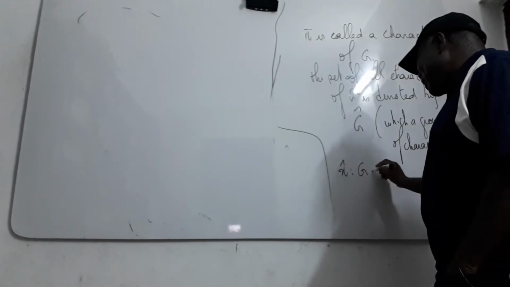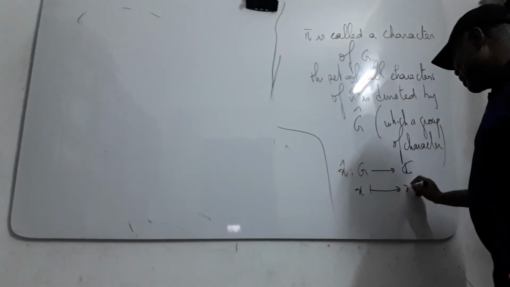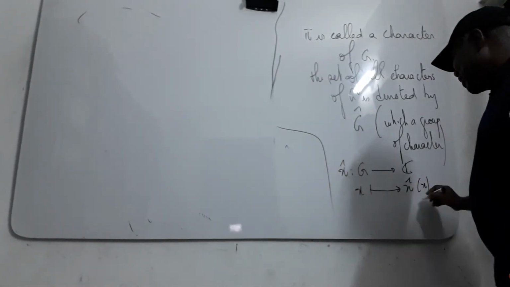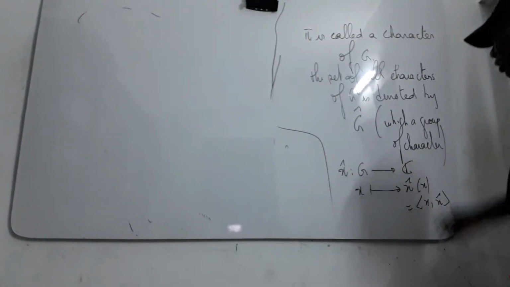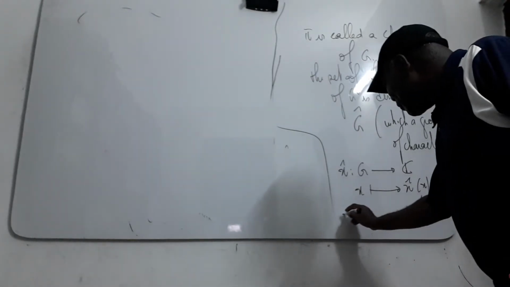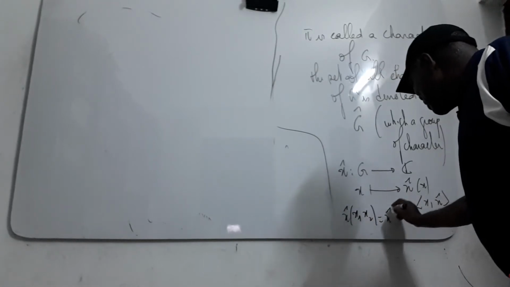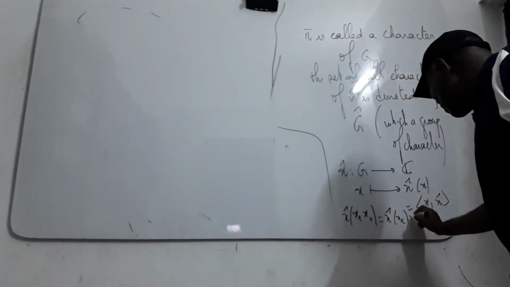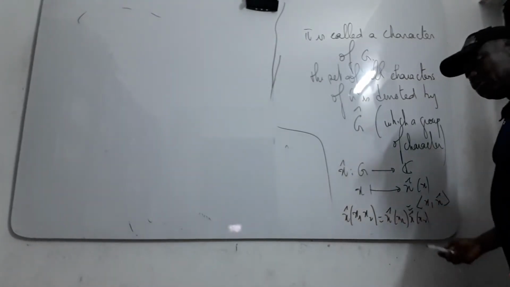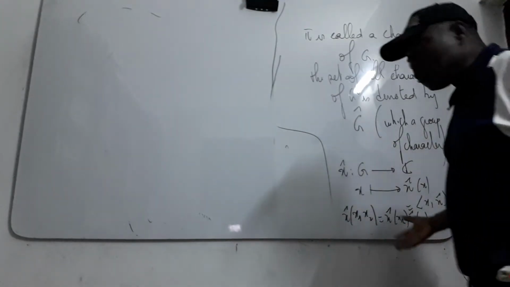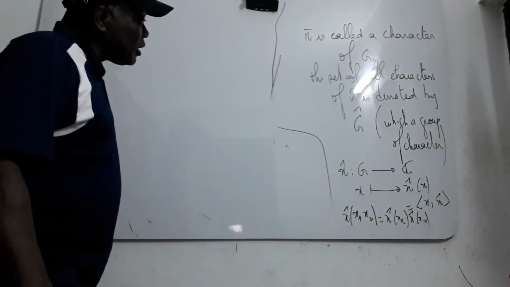It's also a representation, with image in C. For all x here, you get this one is chi of x. It's just notation, which verifies this condition: chi of s1 s2 is equal to chi of s1 chi of s2. It's just a character, and this condition is also required for the theory of representation. So this is a character.